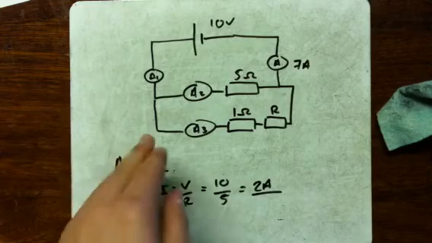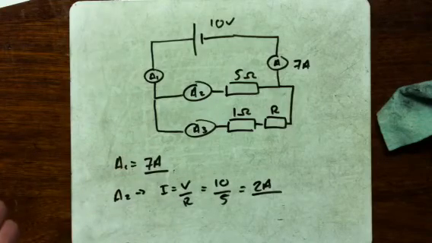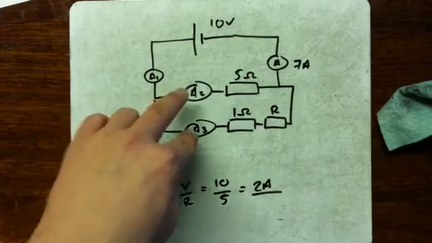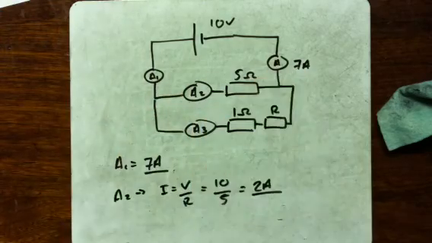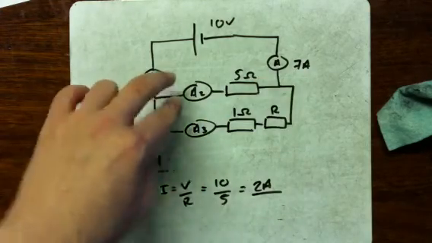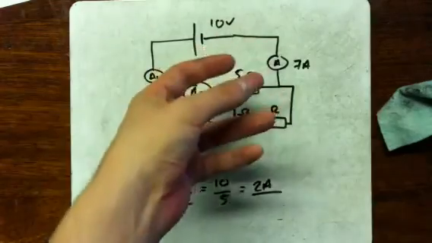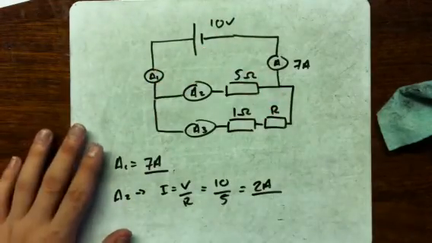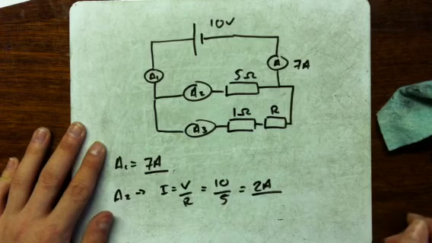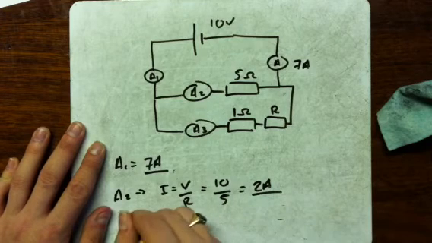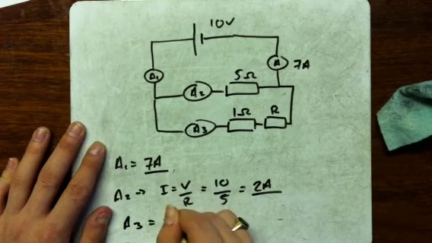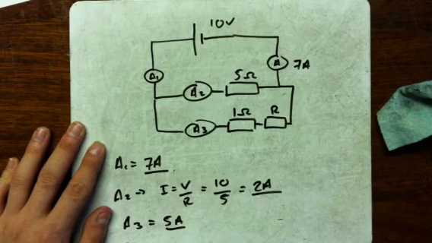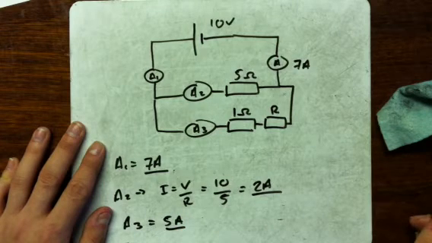We will now know what A3 is because of our second rule, that the currents come back together and sum up to 7. If we've got 2 amps and an unknown value that add together to make 7, we know that unknown value must be 7 take away 2, which is 5 amps. So A3 equals 5 amps, and that leaves us with R.